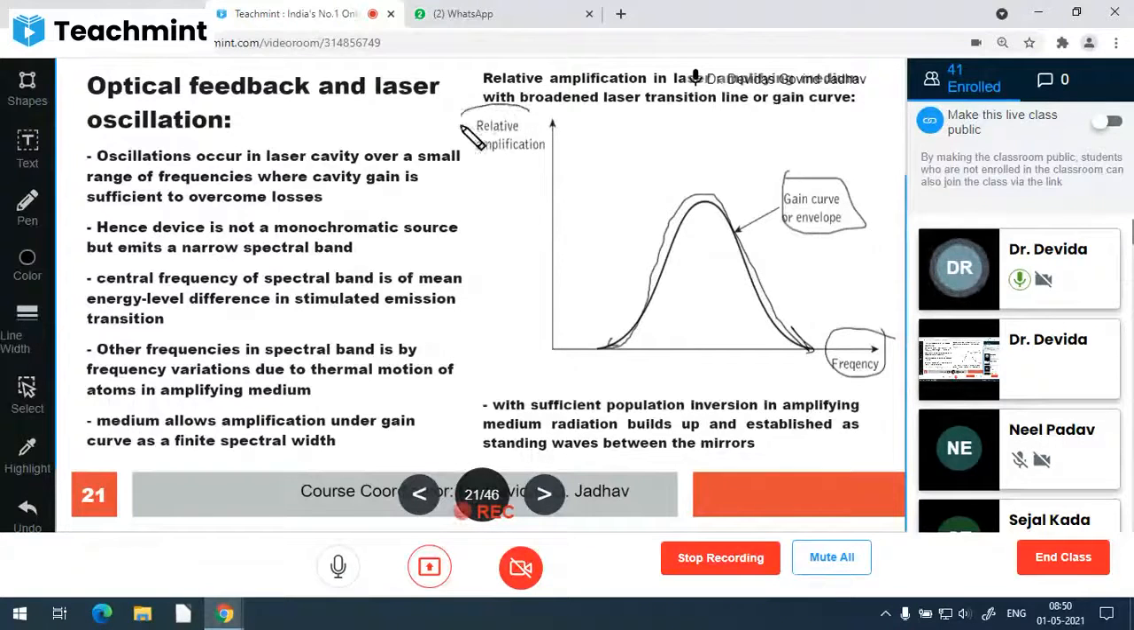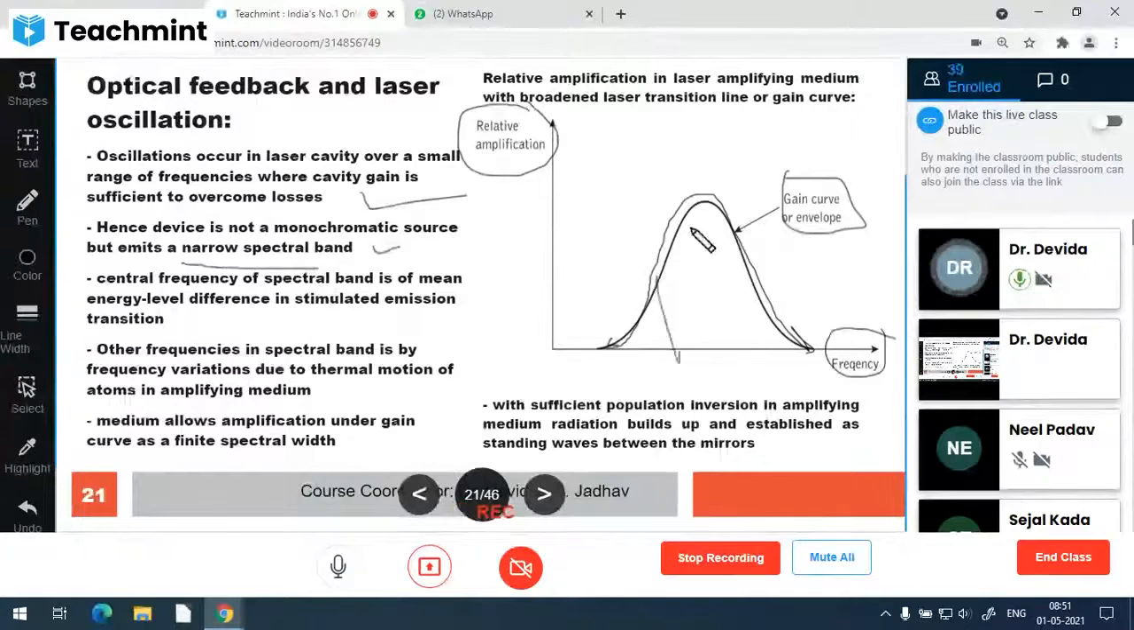So this is amplification, relative amplification, and frequency. Oscillation occurs in the laser cavity over a small range of the frequency where cavity gain is sufficient to overcome the losses. So a very small range of the frequency is there where the losses and gains are matched, and there the sustained oscillation, stable output, is possible. For all other frequencies this is not happening, and that's why they die out. Hence the device is not monochromatic actually, it is emitting a narrow spectral bandwidth.